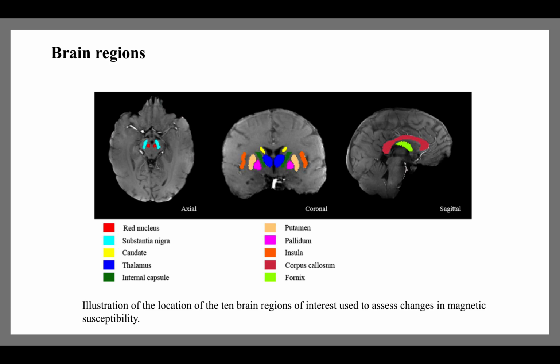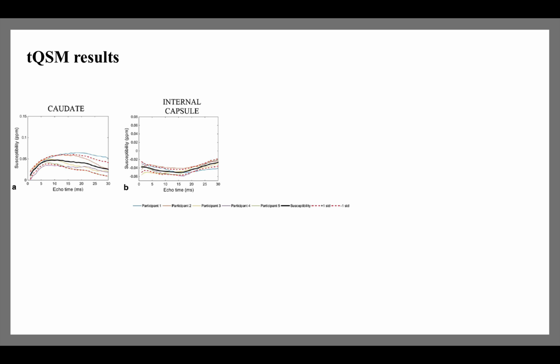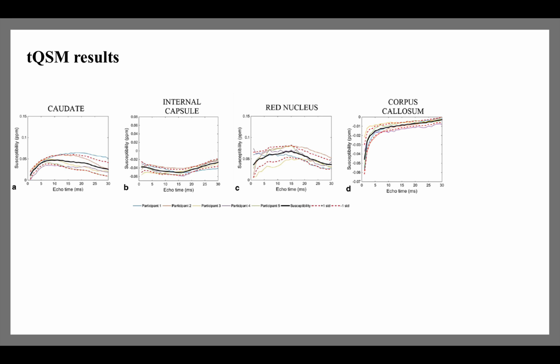Our work aims to explore information contained in the temporal trend by analyzing the mapped magnetic susceptibility as a function of echo time from gradient recall data acquired at 7T. We mapped magnetic susceptibility across the entire brain region of 5 participants from data acquired on a human 7T MRI scanner and extracted values for 10 brain regions. Results show that susceptibility values vary over echo time for caudate, internal capsule, red nucleus, and corpus callosum.